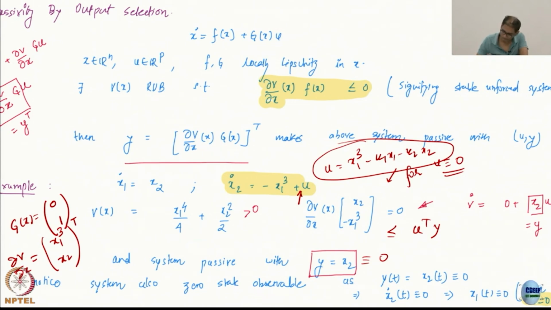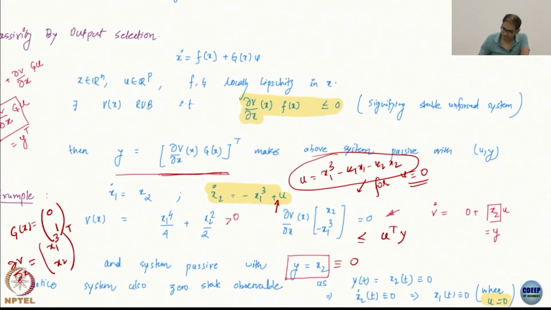So what does this formula give me? It just gives you y equal to x2, right? Partial of V with respect to x multiplied by g of x is just x2. So our claim is that the system is passive with y equal to x2. On top of this, it turns out that in this case my system is also zero state observable with this y.